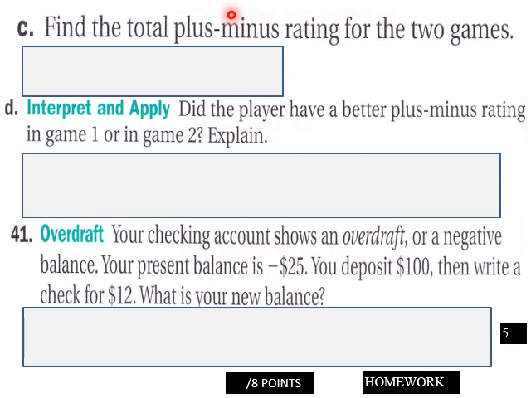Page 5, continuation. Find the total plus-minus rating for the 2 games. Interpret and apply. Did the player have a better plus-minus rating in game 1 or game 2? Explain means you write down why they have a better rating in game 1 or game 2.